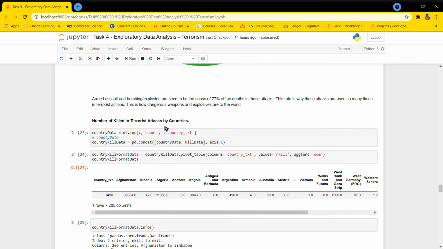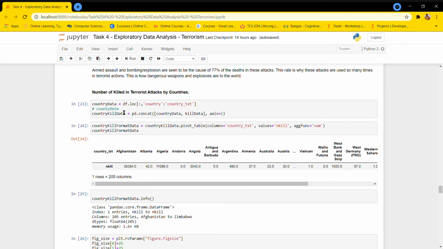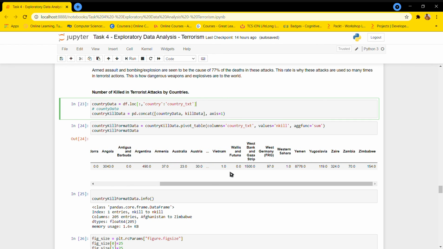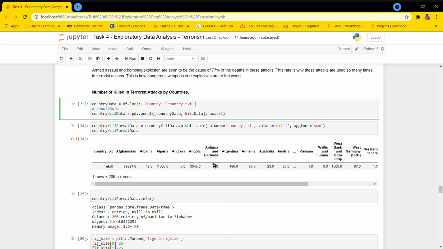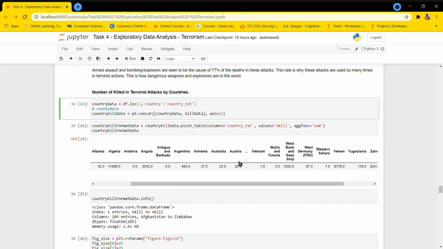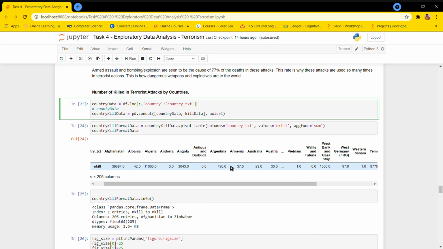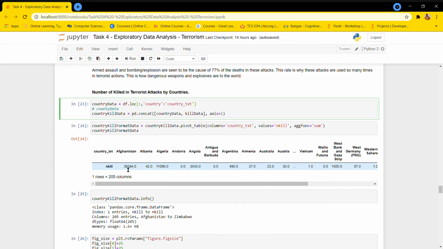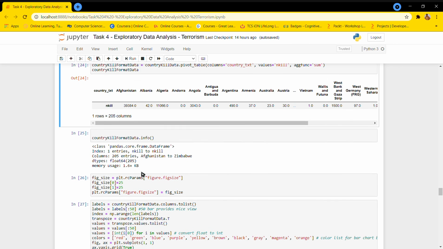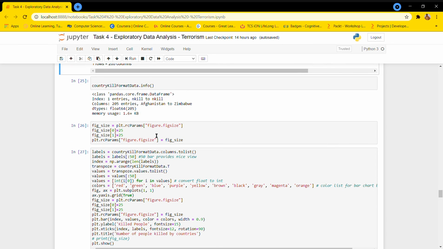Next, the number of people killed in terrorist attacks by country. I have done the same thing as I did for the types of terrorist attacks. We created two files like this, and then got all the countries which have faced terror attacks and the number of kills in each country. As you can see, the maximum number of deaths occurred in Afghanistan, which is 39,384. And here's all the data related to this.